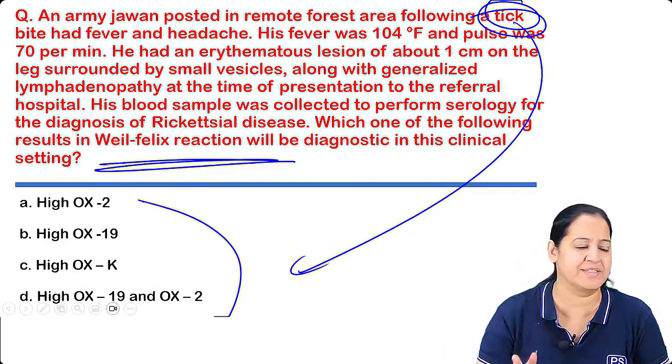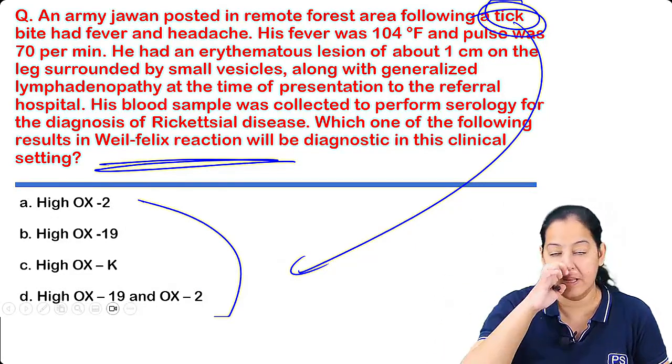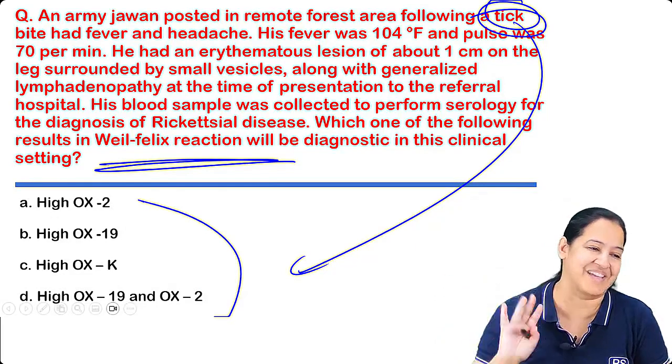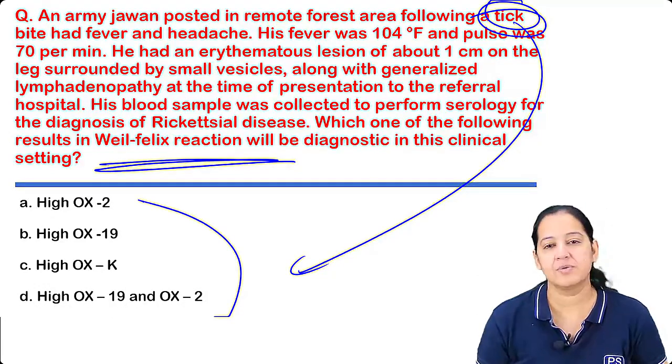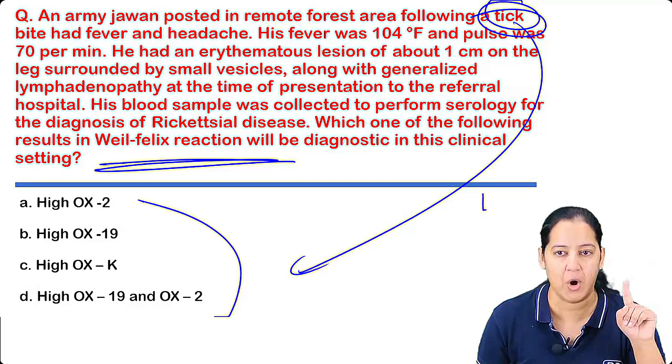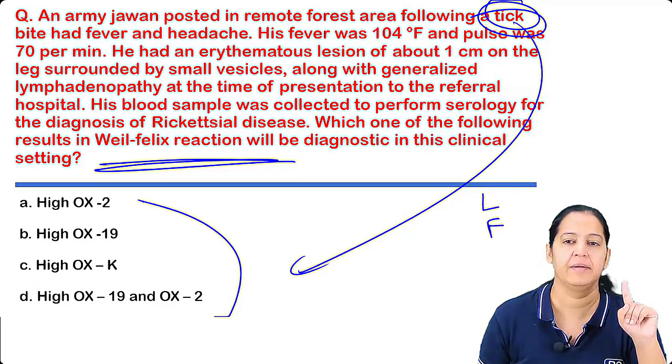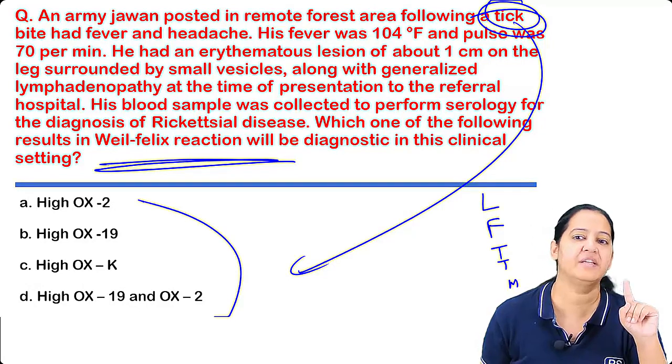Read the question by yourself. Nonsense, nonsense, nonsense. The only word which is important there is tick. I have marked that. What is the Weil-Felix for the tick-borne one? Where does tick come in? So you tell me the vectors. What are the vectors of the 6? Louse, flea, tick, mite or larva of mite.